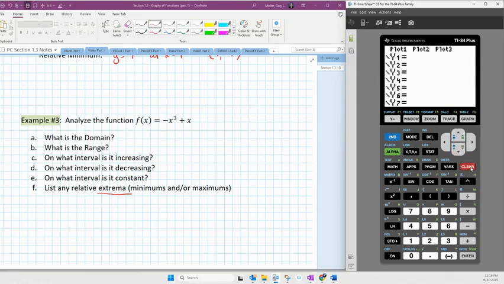Okay. We're doing negative. Make sure you use the negative button, not the minus button. It will give you an error. Negative x to the third. Scroll out of the superscript or close your parentheses and add x. I'm going to do a zoom 6. That's pretty much what I was expecting.